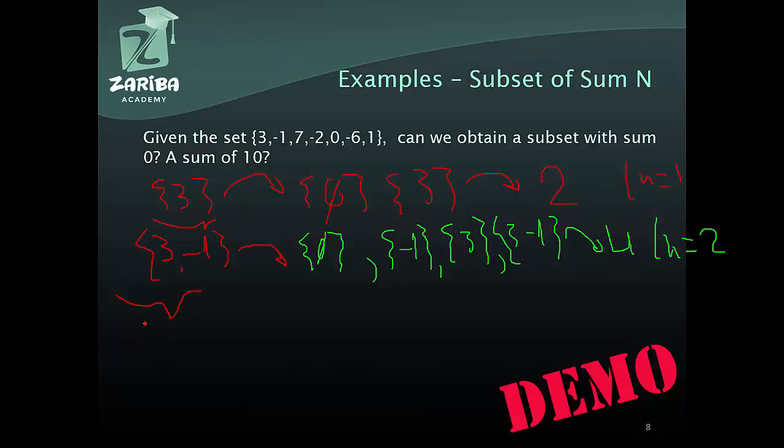Okay, how about the next one? And I hope that you can guess what the answer is. So 3, minus 1, and 7. And I'm going to type because that's annoying.